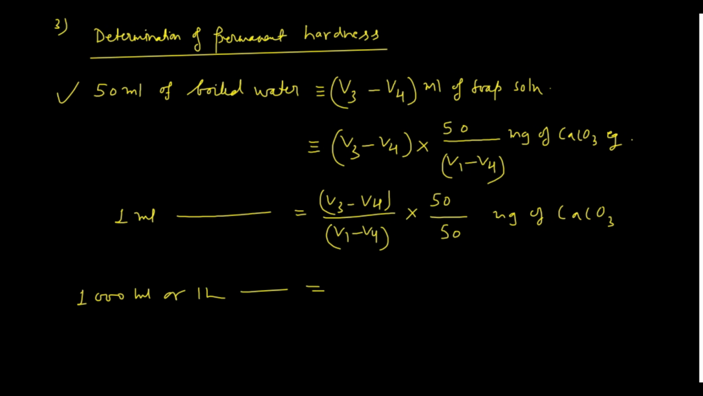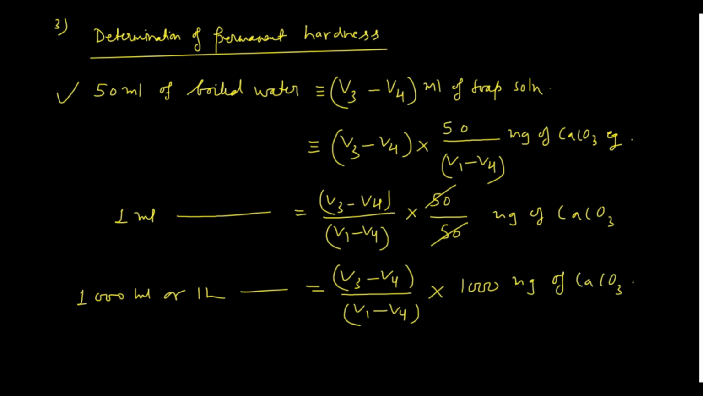So this will give you, 50 gets cancelled. So this is (V3 minus V4) divided by (V1 minus V4), multiplied by 1000 milligram of CaCO3. So this will be your total hardness. The only difference in the two expressions is that here you are using V3 minus V4 divided by V1 minus V4 multiplied by the 1000. In the earlier case, you are having V2 minus V4, nothing else.